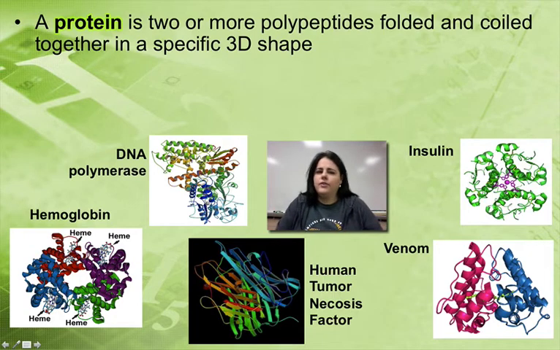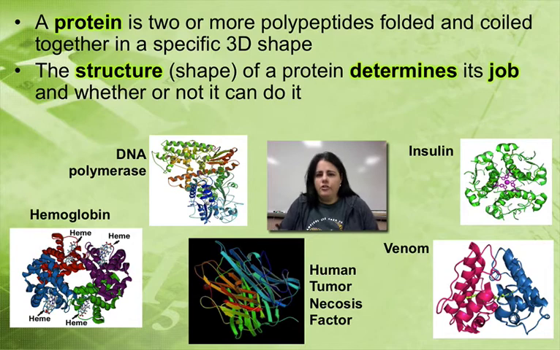So these are the last few things on your notes. A protein is 2 or more polypeptides folded and coiled together into a specific shape. And that structure or shape determines what that protein is and what it does. So in your body, remember, proteins do everything, and the job that they do is determined by how they fold, which is determined by what amino acids they're made up of.